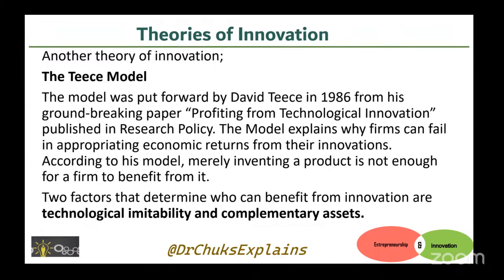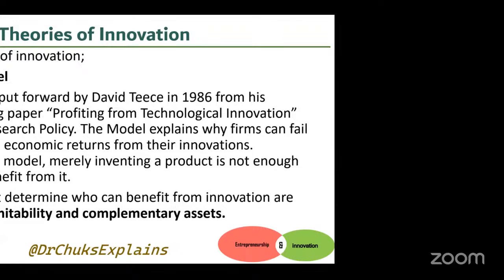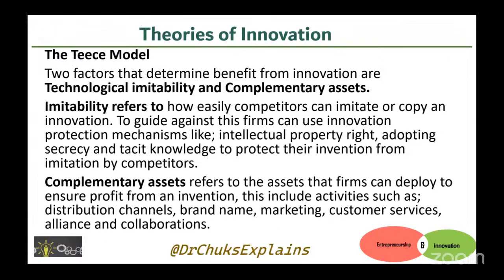We have to explain this concept because you need to know what it means. These two factors that determine benefit from innovation are technological appropriability and complementary assets. Appropriability refers to how easily competitors can imitate or copy an innovation. To guard against this, firms can use mechanisms like intellectual property laws to protect their innovation, adopting secrecy and tacit knowledge to protect their invention from imitation by competitors. Of course, if you produce something quite innovative, you have to protect it, or else people will copy it, sell it, and shortchange you from the profit you're supposed to get from your innovation.